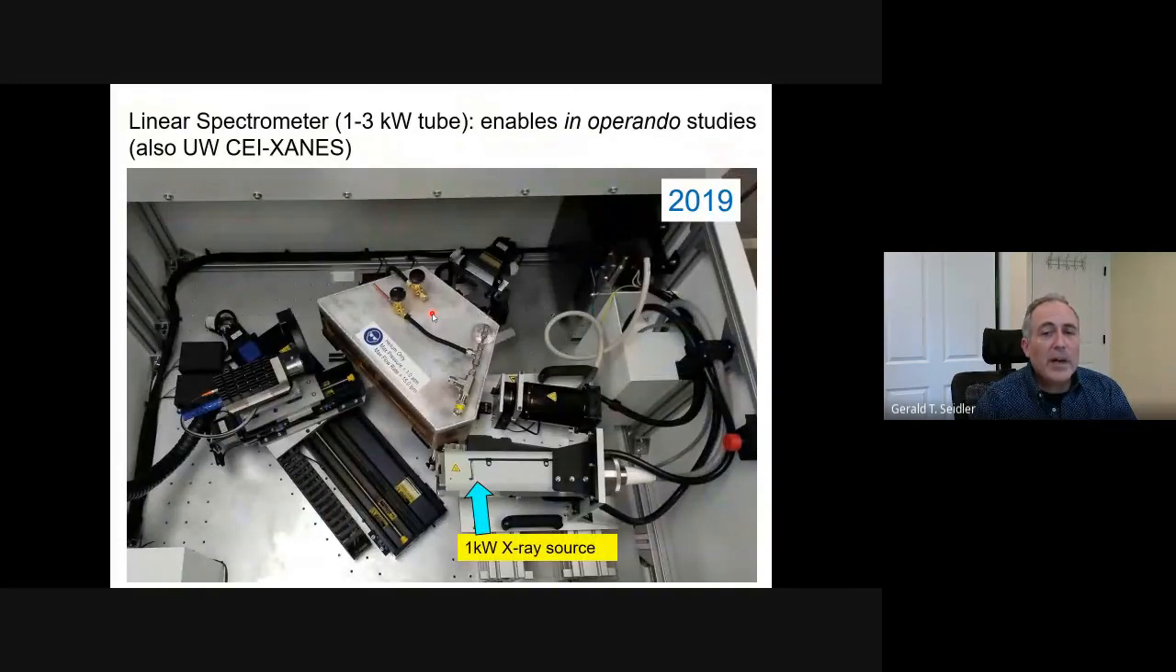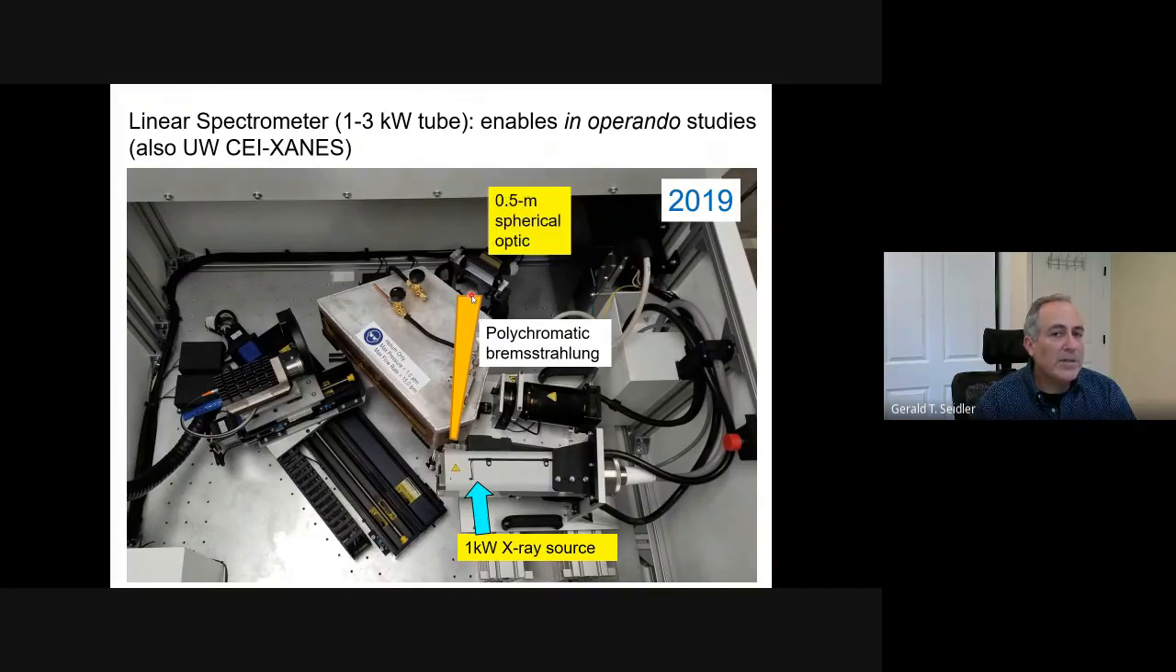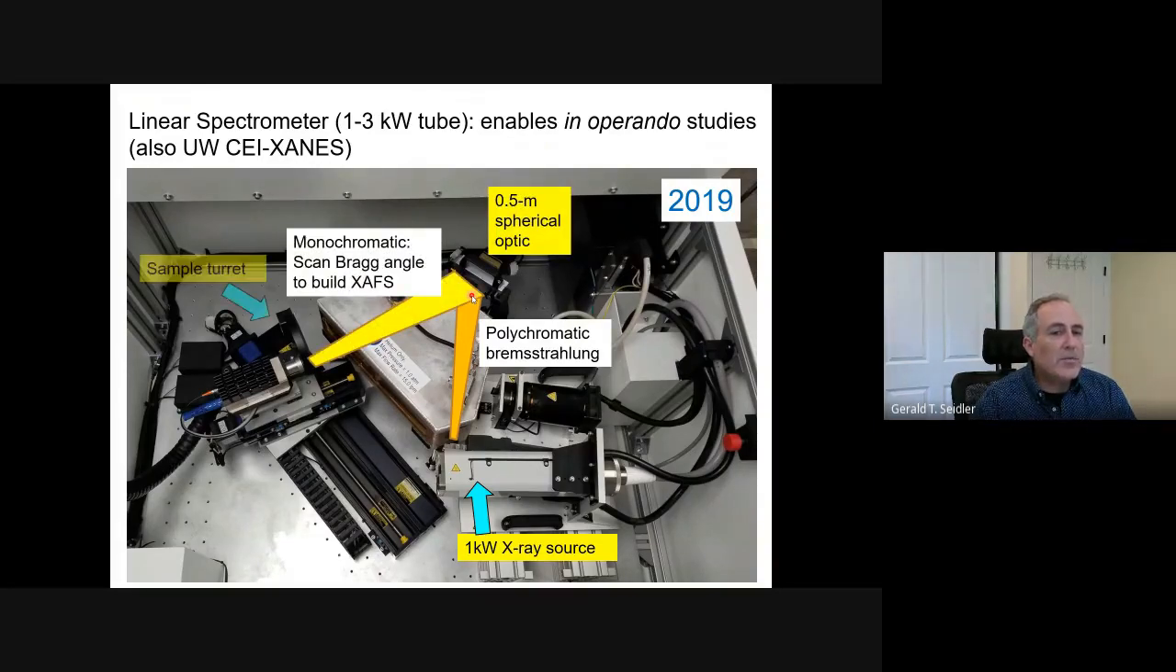For XAFS, you have an X-ray source again, and now you aim it straight at the analyzer. And what's going to come off of that is just the wavelength you want and harmonics. That goes through your sample on a sample turret to a detector, and the final detector can reject the harmonics. So you essentially have a scanning monochromatic beam of X-rays in the lab.